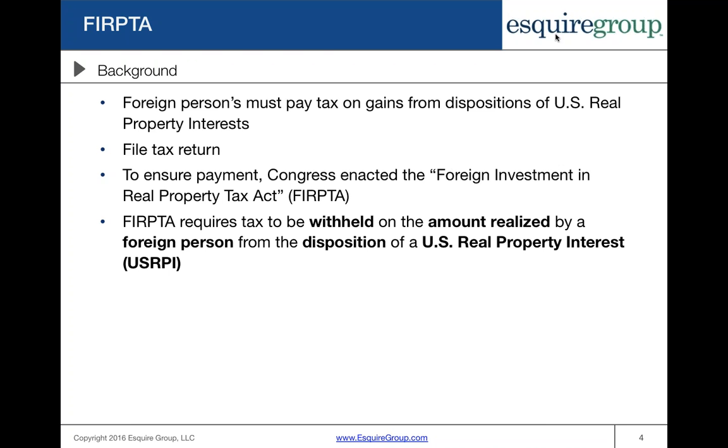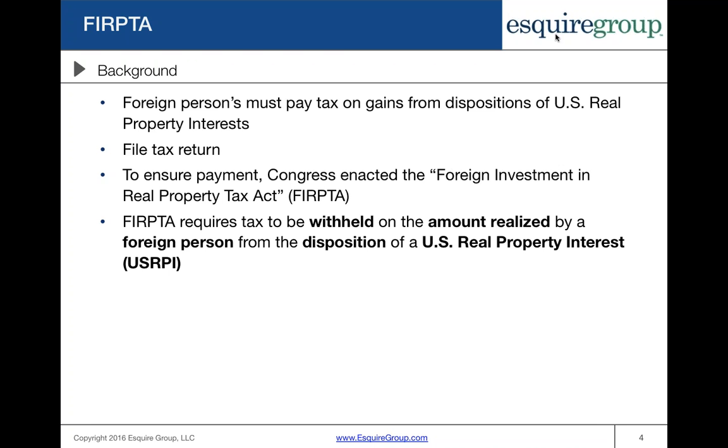And the reason that Congress enacted FIRPTA, or the Foreign Investment in Real Property Tax Act, is to guarantee the payment of tax. So before FIRPTA, a foreign person could come to the United States, purchase real estate, sell that real estate, realize the gain, and then just leave the United States without having paid the tax on that gain. And the U.S. didn't really have any recourse against that foreign person because they took their money and left the United States. So FIRPTA requires tax to be withheld on the amount realized by a foreign person from the disposition of a U.S. real property interest.